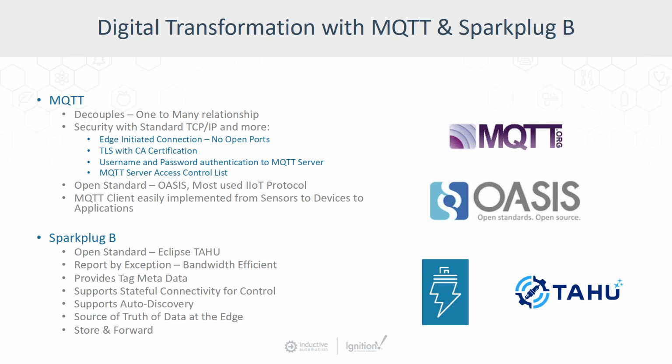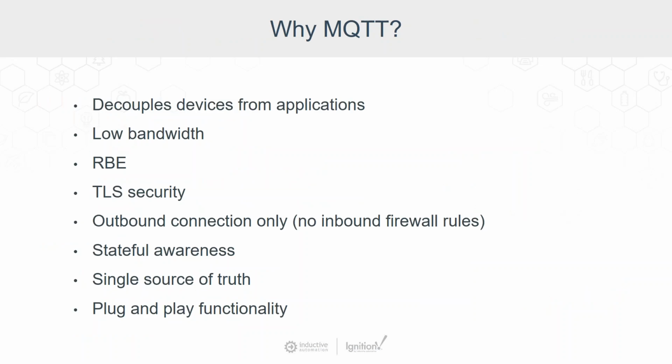And MQTT really became big in the consumer space, where Facebook Messenger used it to send data around, as well as Amazon with the Echo, which uses MQTT as well. Of course, now we're seeing a lot of use of MQTT in the industrial space because of the benefits that it provides.